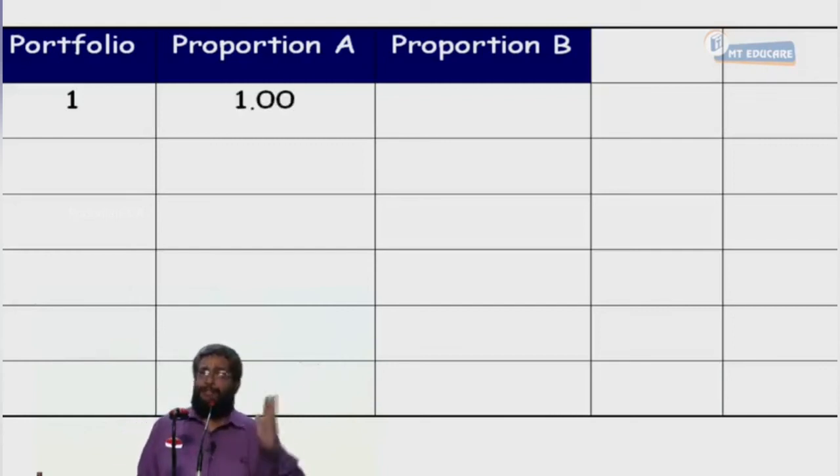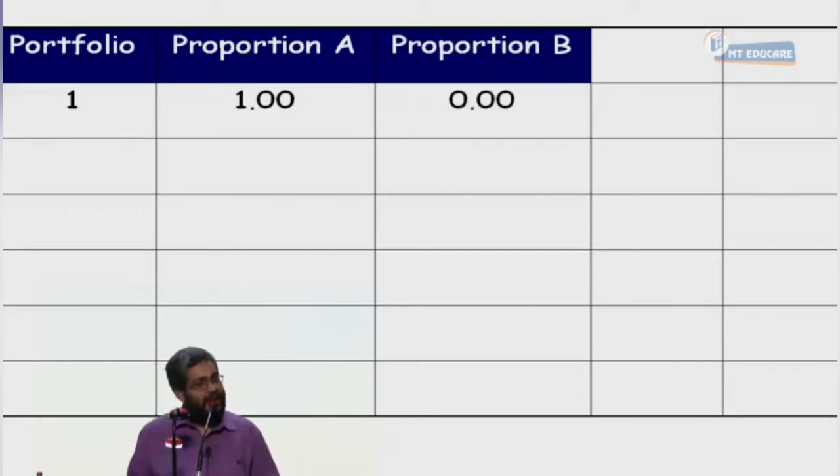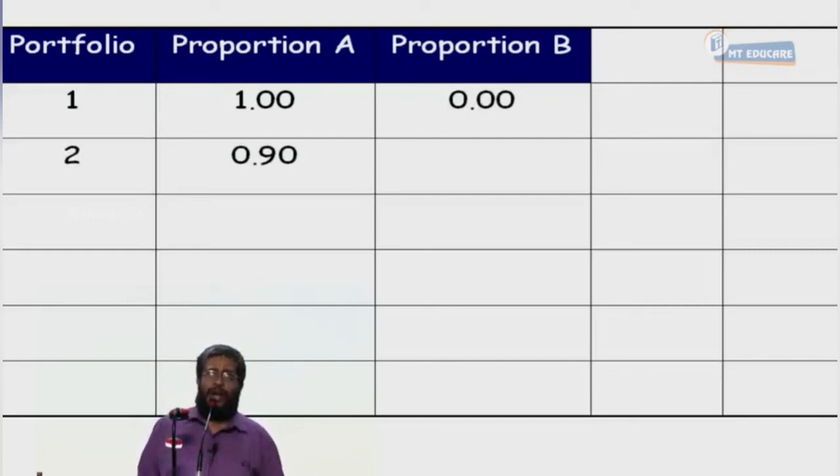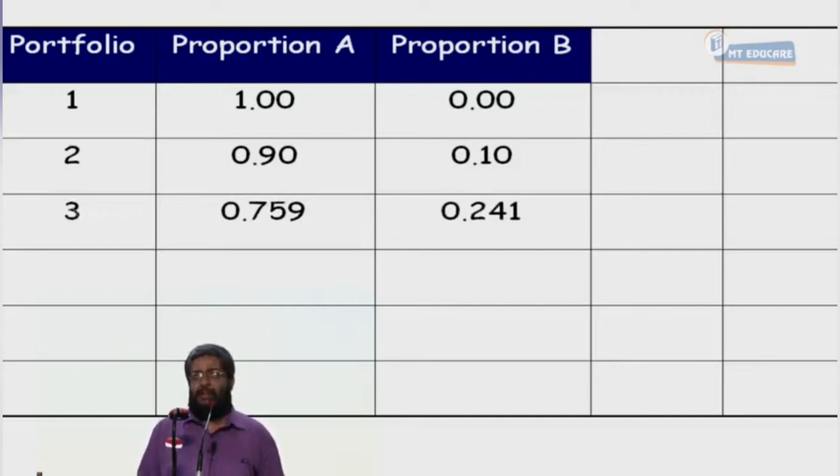Portfolio 1 consists fully of A and nothing of B. Understood? Now, portfolio 2 where I put 90% of my wealth in A and 10% in B. Portfolio 3 where I put 75.9% of my wealth in A and 24.1% in B. This number is very, very unique. There's a formula for calculating this number. I'll discuss it at the appropriate time. Assume that number, that's all.